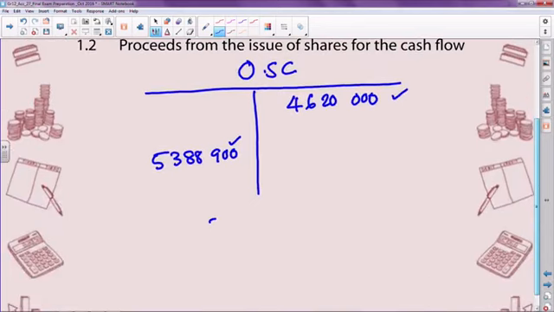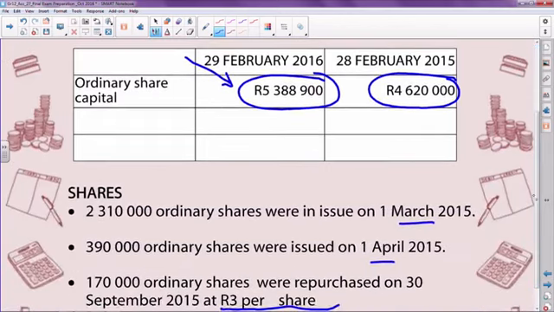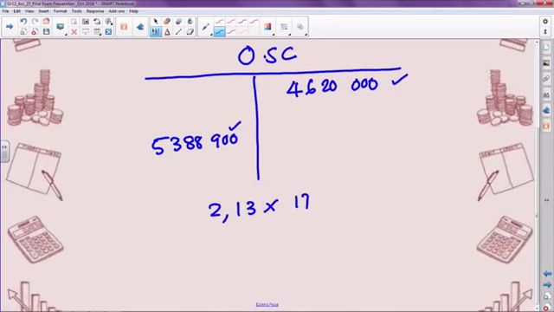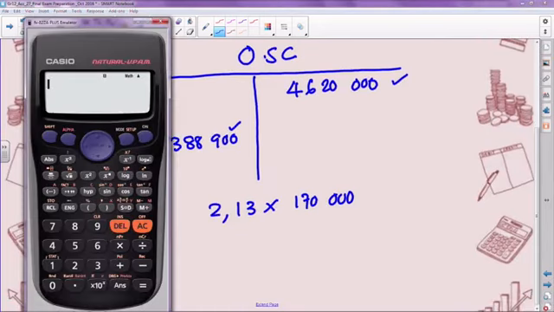This means therefore that I can take my R2.13 and multiply it by the number of shares that we repurchased, which was 170,000. So clearly you can see, what am I calculating here? Let's do the calculation. And whilst we are doing the calculation, we'll do the talking as well. So 170,000 was the number of shares that we repurchased.